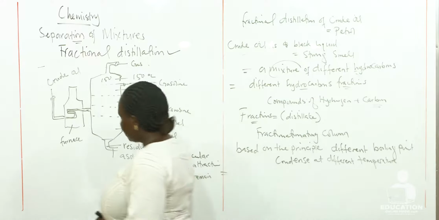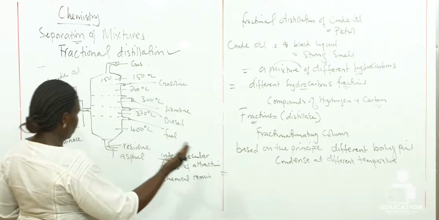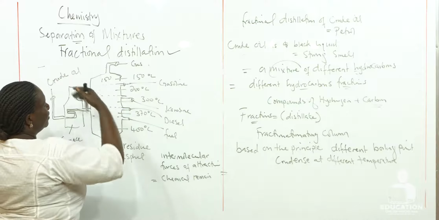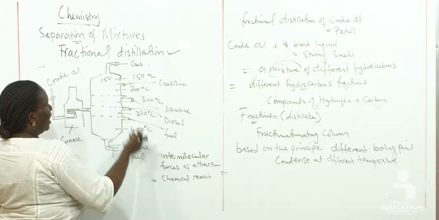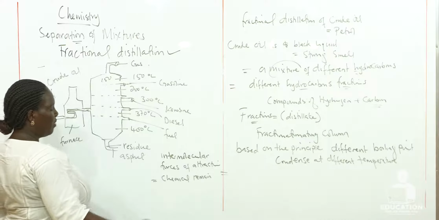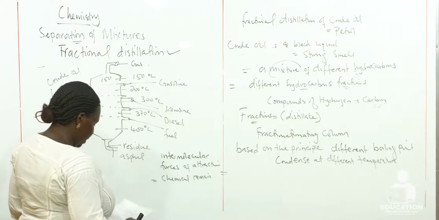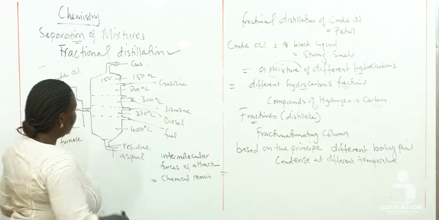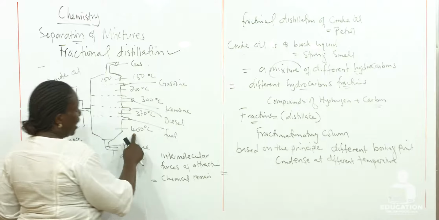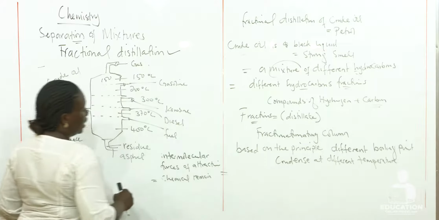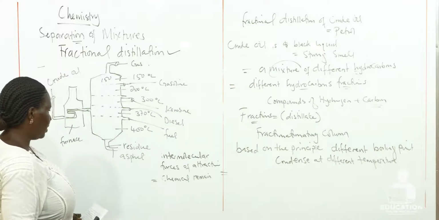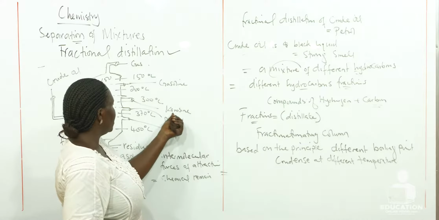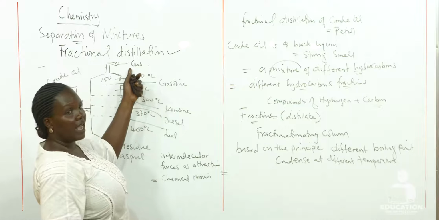That is to say, the most volatile, that is the lighter fraction. The lighter fraction will evaporate fast, but that is the most volatile. The less volatile, that is the molecules that have a large number of carbon atoms, will be at the bottom because they need high energy to break down the intermolecular forces of attraction. That's why we have fuel, followed by diesel, kerosene, gasoline, and then we have the gas. The gas is very light.